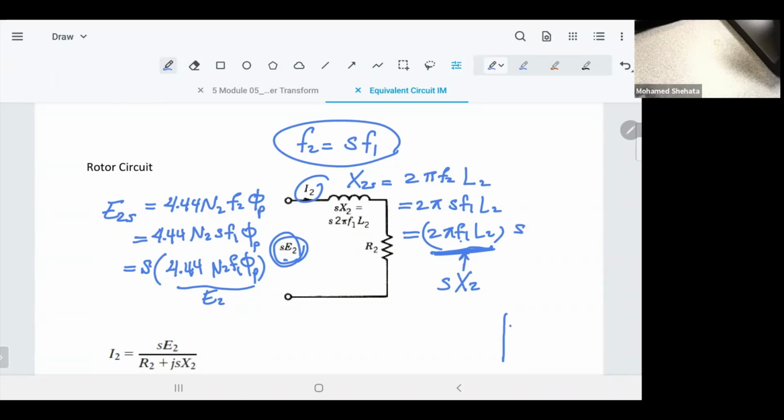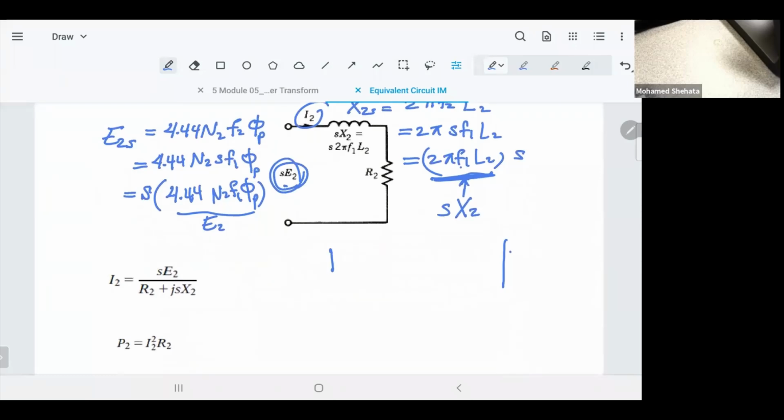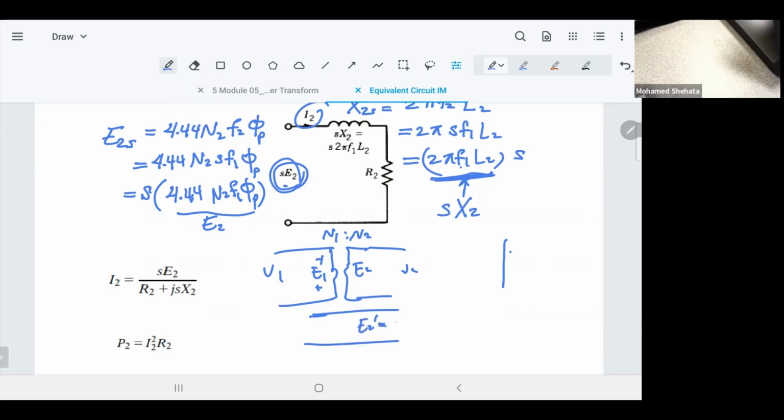In the transformer it was easy and simple because you have one frequency and you have the induced voltage. If you remember in the transformer, you have V1, you have E1, and then you have E2, and you have V2. But with the turns ratio N1 to N2, when you make the equivalent circuit, you can say E2 dash is equal to a times E2, so you get the same value as E1, and then you connect.